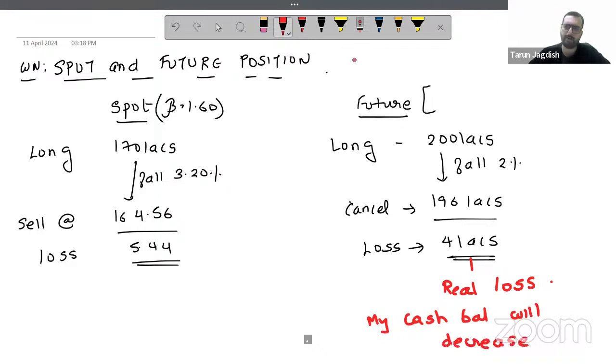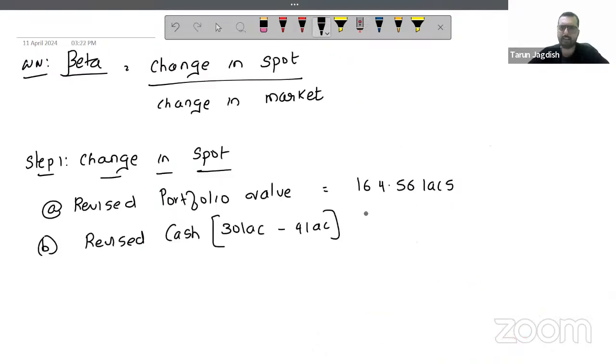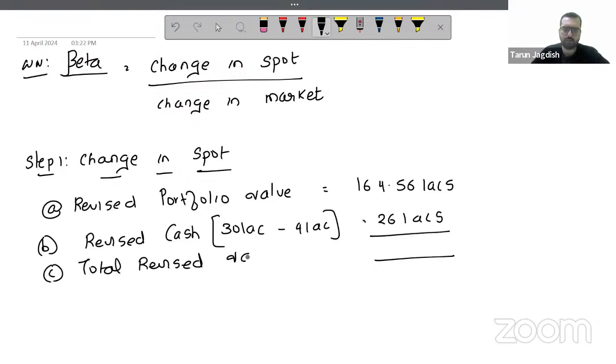In reality, my margin account will decrease, but in this question, they're showing it as if your cash balance will decrease. So now tell me what will be your balance money over here? Will it be 26 lakhs? Am I right? Okay. So now tell me, once I take up these two, what will be my total revised value? I get the answer as 190.56 lakhs. Correct? Okay. Then I'll write down.